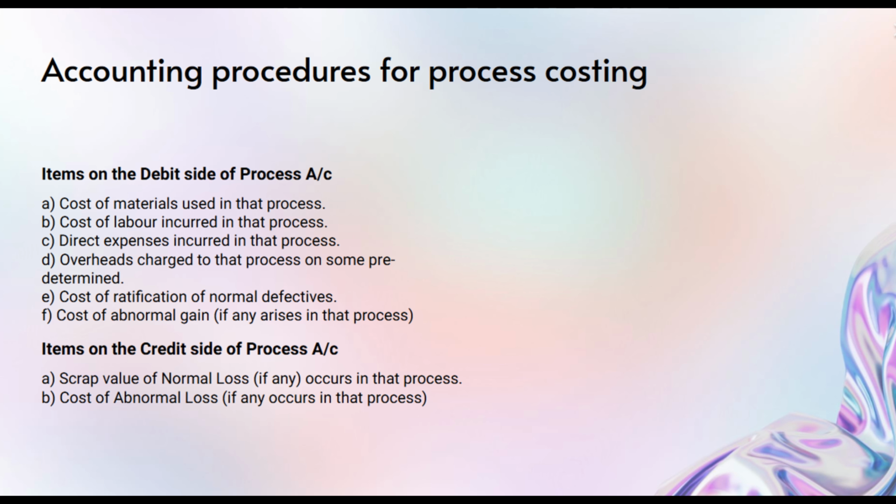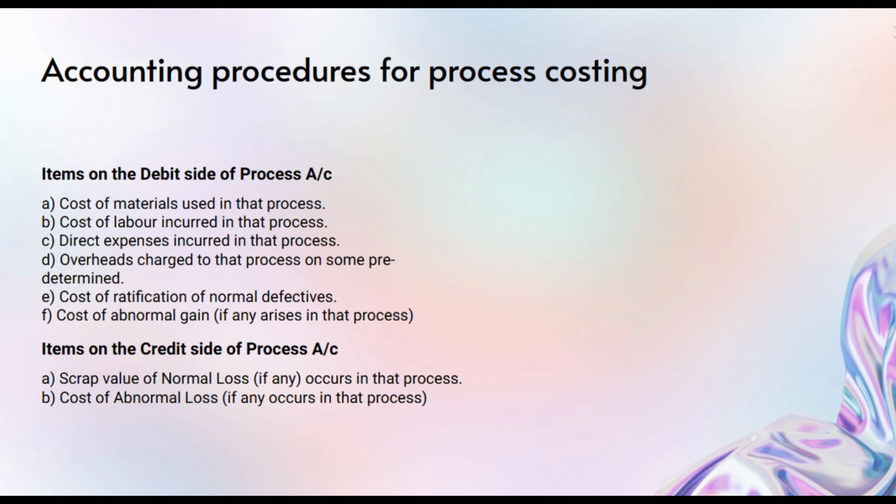Okay, so accounting procedures for process costing. Items on the debit side of the process account. To note, items on the debit side of process accounts include those items that are going into the process. These items include cost of materials used in that process, cost of labor incurred in that process, direct expenses incurred in that process, overhead charged to that process, cost of rectification of normal defectives, and cost of abnormal gain if that arises in the process.